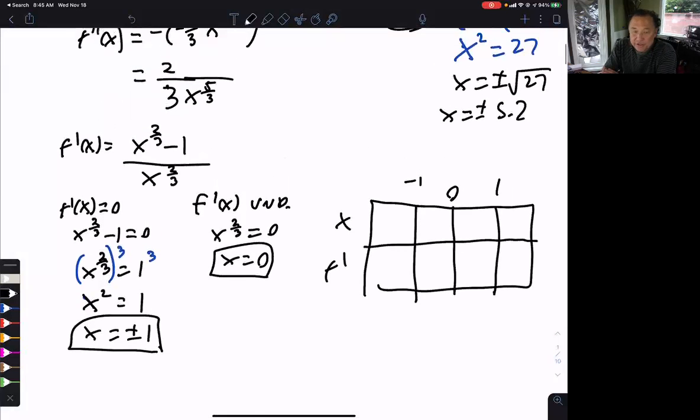Why are we making this chart? Because you know only at these points can a function change from increasing to decreasing. Only at those points can you have relative maxes and mins. The other thing you know, this is negative infinity to infinity.